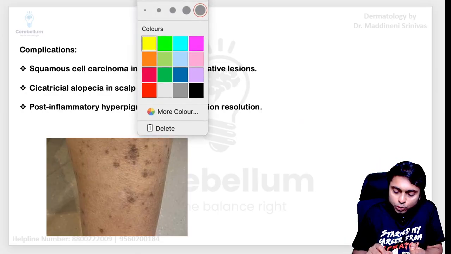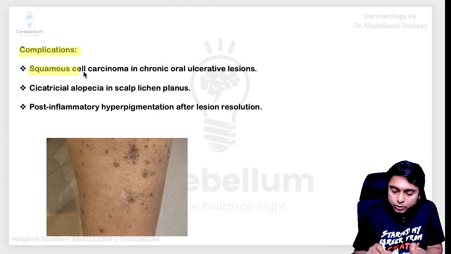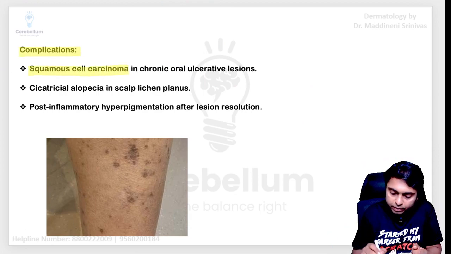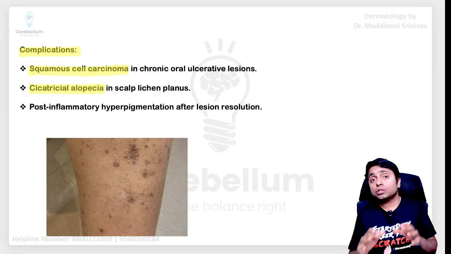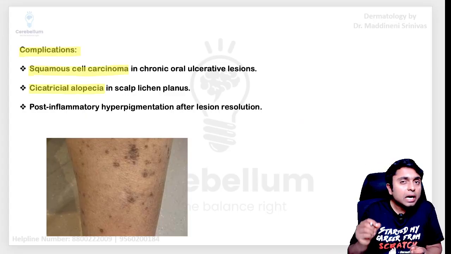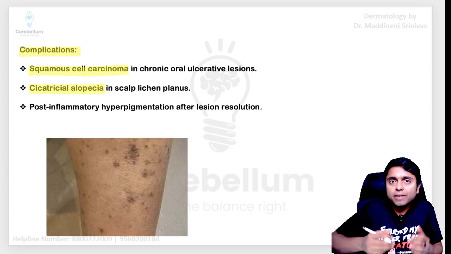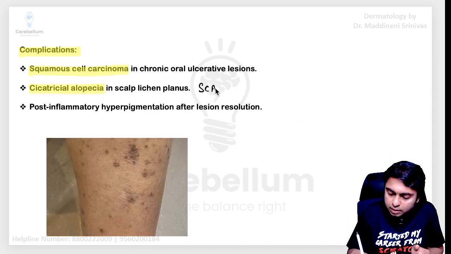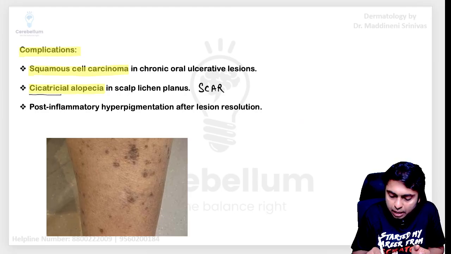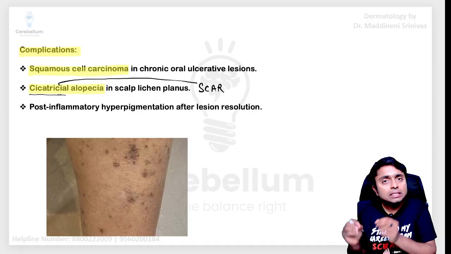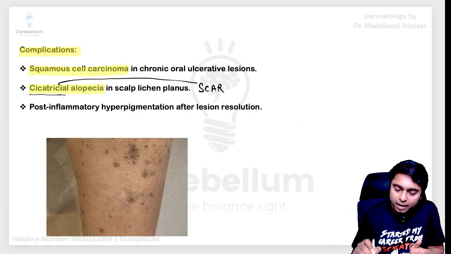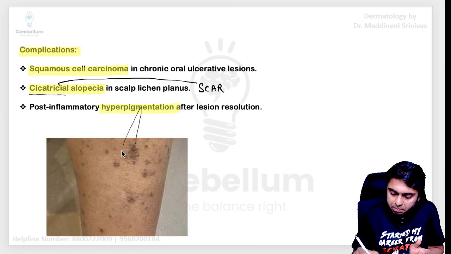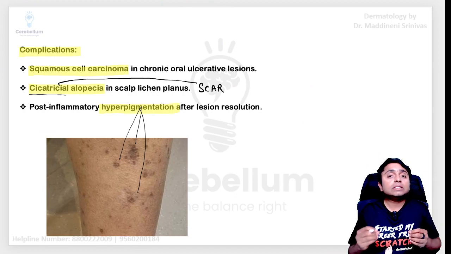What are the complications? One of the complications we have already seen, that is squamous cell carcinoma in the oral ulcerative lesions, and cicatricial alopecia also we have seen. So what is this term cicatricial alopecia? Just remember students, whenever we have scarring alopecia, we can make use of this term cicatrix. Cicatricial simply means scarring type of alopecia, that is permanent hair loss. And we have already seen post-inflammatory hyperpigmentation. You can see here, this is the bad pigmentation which will be left behind once the lichen planus lesion heals.